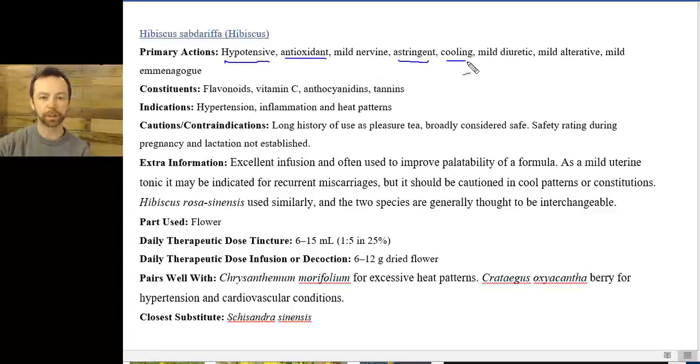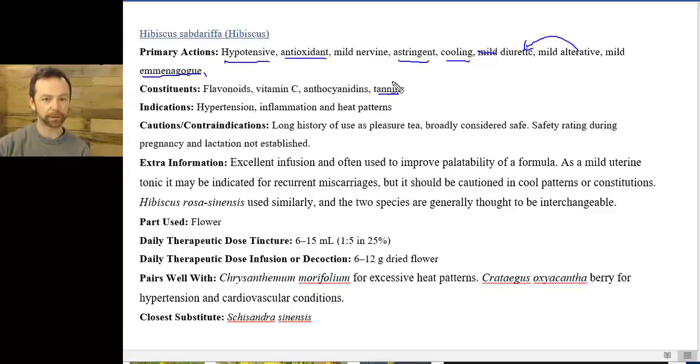Mild nervine, not so much. Definitely astringent, cooling, yes. I would even cross off mild diuretic. I think it's actually a fairly strong diuretic. Mild alterative, it's an alterative partly because it's a diuretic. This one, I don't know. I've definitely seen this. I'm not so convinced it's an emmenagogue, but I leave it in here because enough traditional use suggests it maybe. And maybe it is. I don't know.